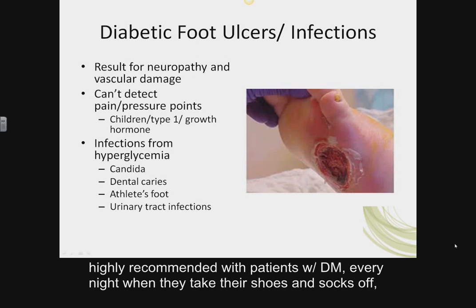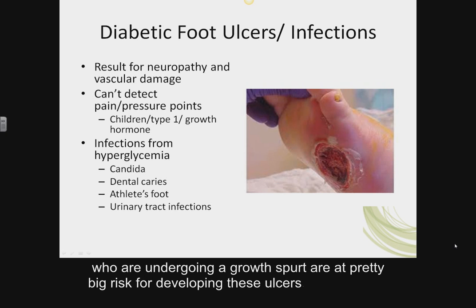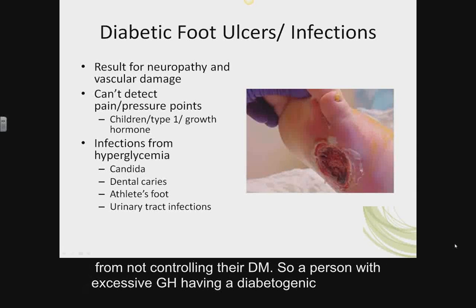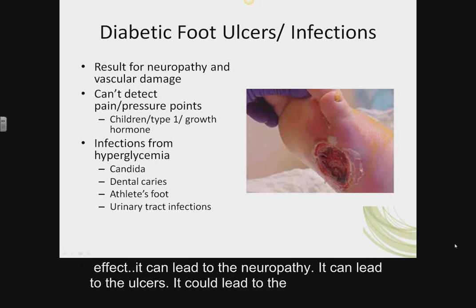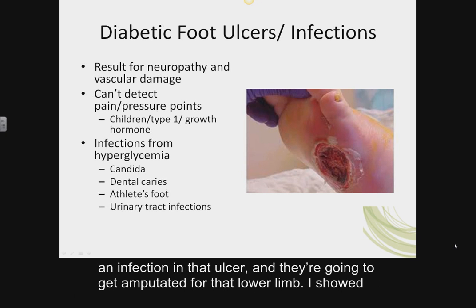So in particular with type 1 diabetes, children who are undergoing a growth spurt are at a pretty big risk for developing these ulcers from not controlling their DM. A person with excessive growth hormone having a diabetogenic effect, it can lead to the neuropathy, it can lead to the ulcers, it can lead to the loss of sensation because of the ulcers and neuropathy. And the next thing we know, we've got an infection in that ulcer and they're going to get amputated from that lower limb. I showed you a picture of that on the previous slide.